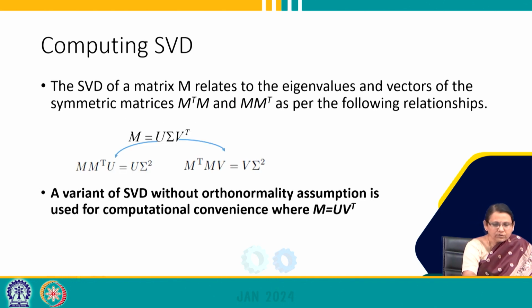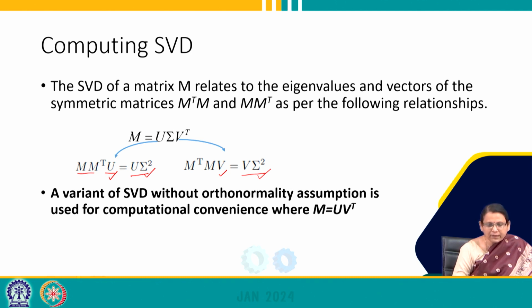Now, we also understood that we can mathematically find out what U, V, and sigma are. It turns out that U and sigma can be found from M M transpose and M transpose M. So, these are the eigenvectors of M M transpose, and these are the eigenvalues, the eigenvectors of M transpose M, and the eigenvalues of M transpose M.